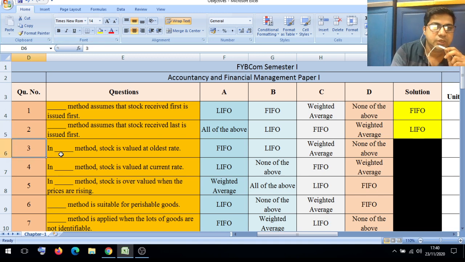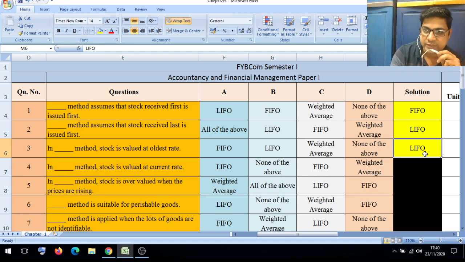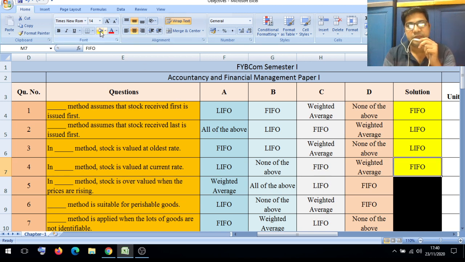Question number 3. In dash method, stock is valued at the oldest rate. FIFO method, LIFO method, weighted average, none of the above. So here we have to value the oldest stock under the LIFO method, last in first out. Next, in dash method, stock is valued at the current rate. Answer options: LIFO, none of the above, FIFO, weighted average. The answer is the FIFO method. The current rate we will consider.